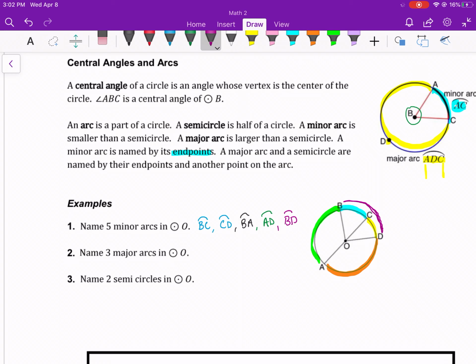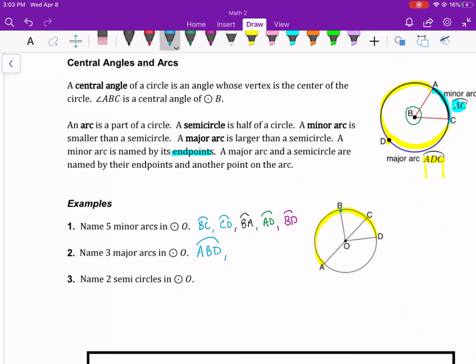So let's now name 3 major arcs. Major arcs have to be bigger than 180 degrees, or bigger than a semicircle, since half a circle is 180. That's where that came from. Let me clean this up a bit. Something that's major that I can see is from all the way from this A to an endpoint D. That looks bigger. But remember, since it's major, we have to include at least one of these coordinates in between. So I'm going to say A, B, D, and then do the little arc symbol.